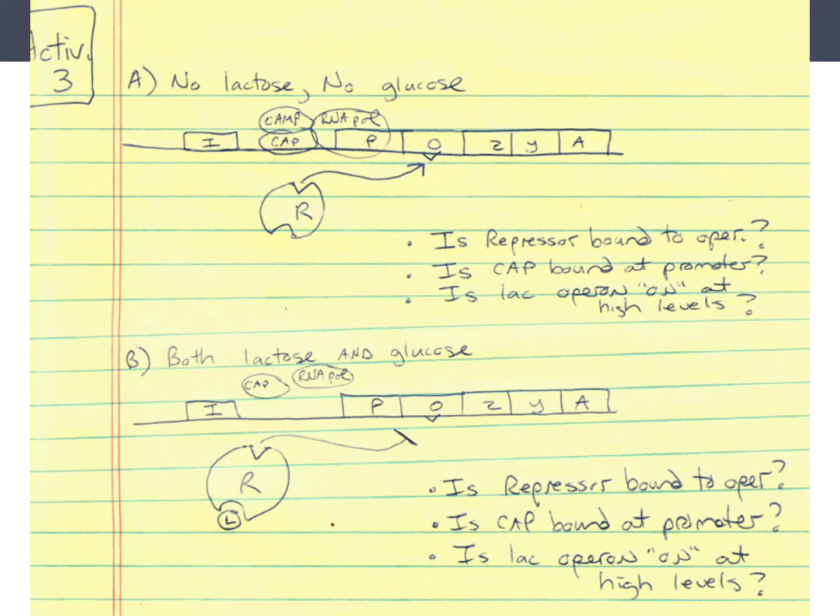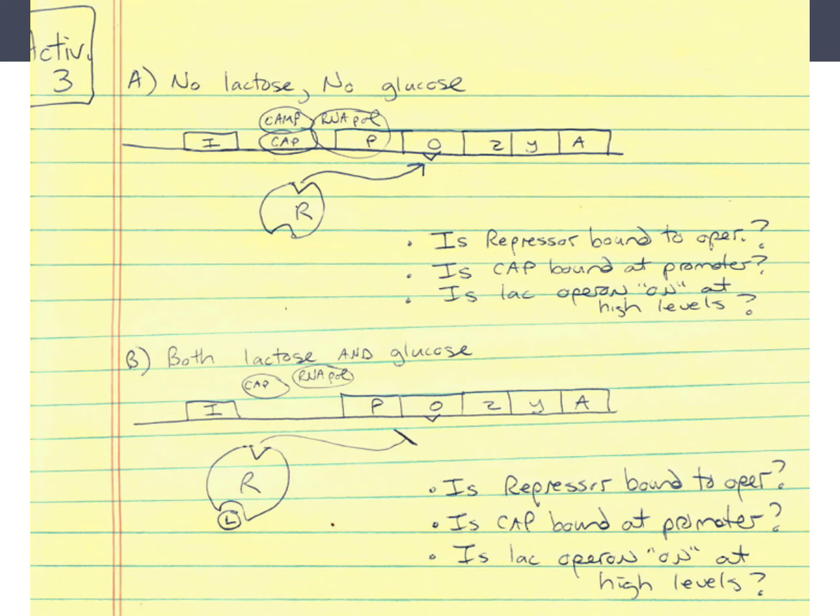Okay, so I had to kind of contradict myself there, but that's because I wasn't considering both of the scenarios together. And that's what this question is trying to ask. So the repressor is bound to the operator, CAP is bound to the promoter, but the net effect is the repressor is sort of more important. So the lac operon is not on at high levels.